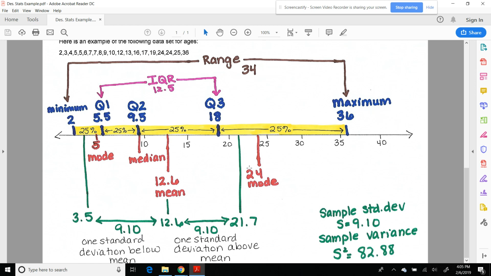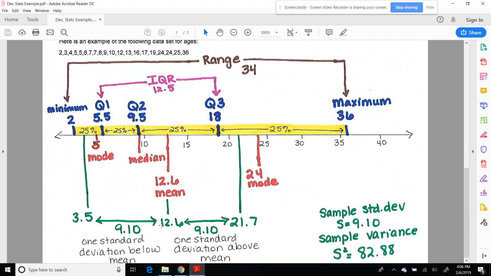The next thing I needed to look for was my standard deviation and my variance. So I put those in the calculator on the website again, and I got them. My sample standard deviation was 9.10, and my sample variance was 82.8. But I'm not going to put these on my number line as actual numbers, because remember, the standard deviation is the average distance from the mean that your data points are. So let's look here. My mean was 12.6, and if I subtract the standard deviation of 9.10 from 12.6, I get 3.5.